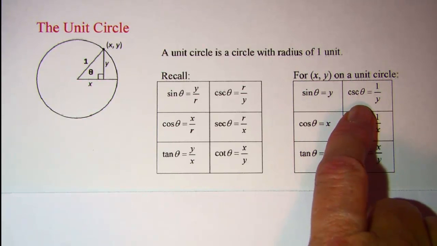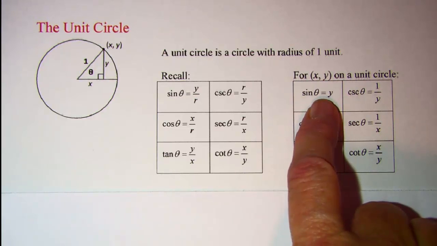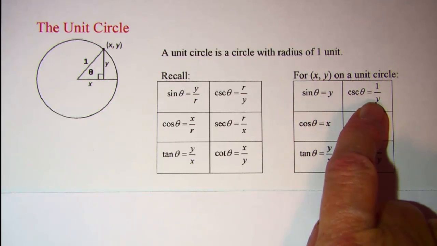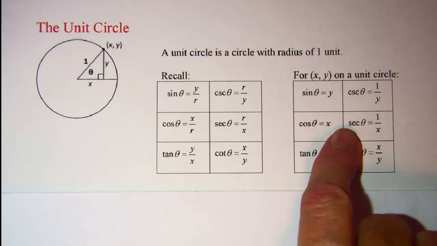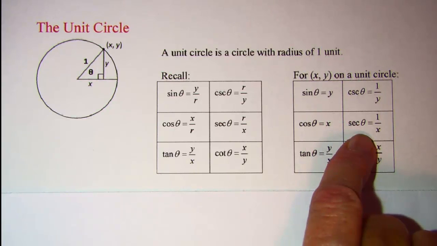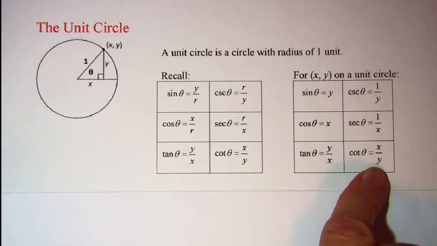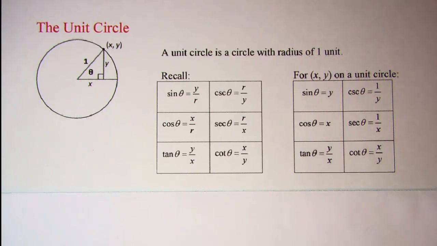My cosecant now, the reciprocal of sine, is 1 over y. My secant is 1 over x. My cotangent is x over y. So the trig functions don't change. The only thing that changes when you talk about circular functions is the fact that r is now equal to 1.